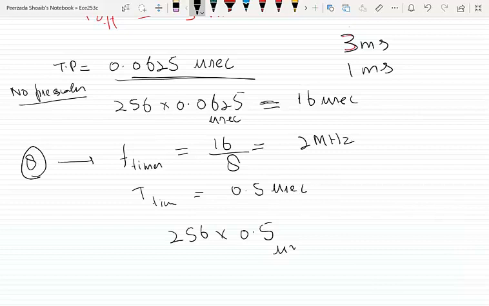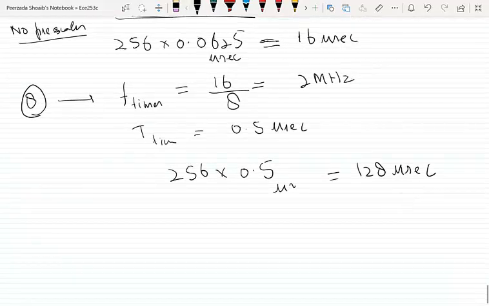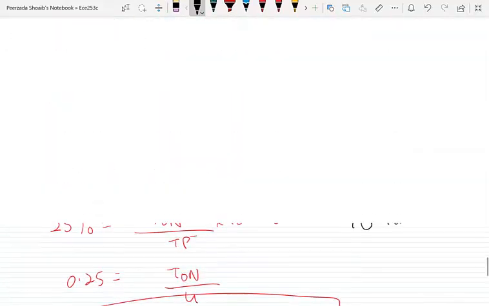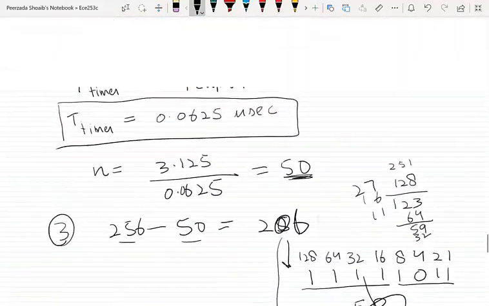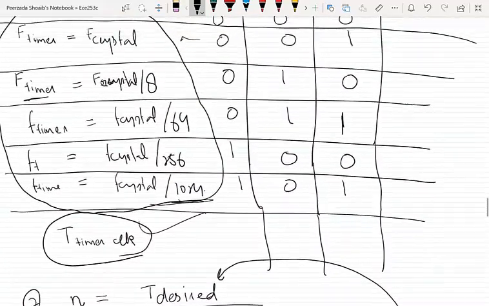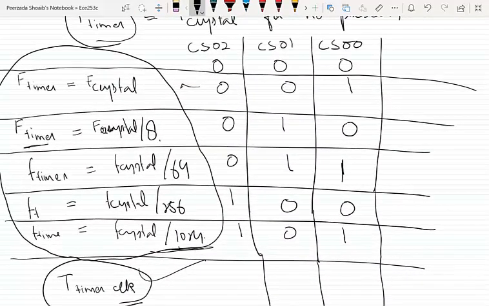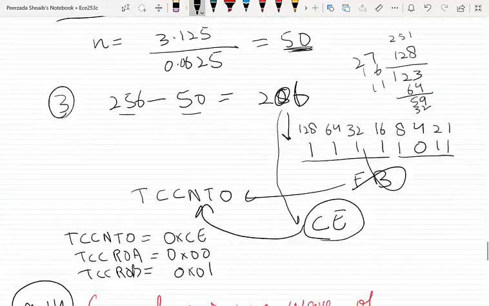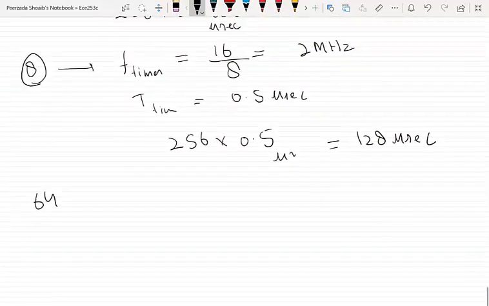That will be equal to 128 microseconds. Again, the desired time delay is greater than 128 microseconds. That means again I will not be able to generate 3 milliseconds using timer 0 with 8 prescaler. So I will go with my next option, that is using a prescaler of 64. If you check this table I had discussed earlier, where I discussed 8, then 64, then 256, then 1024 is the highest. So I will check whether I can use the 64 prescaler.